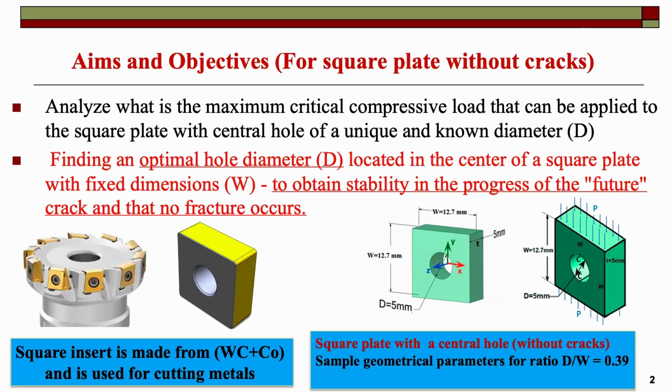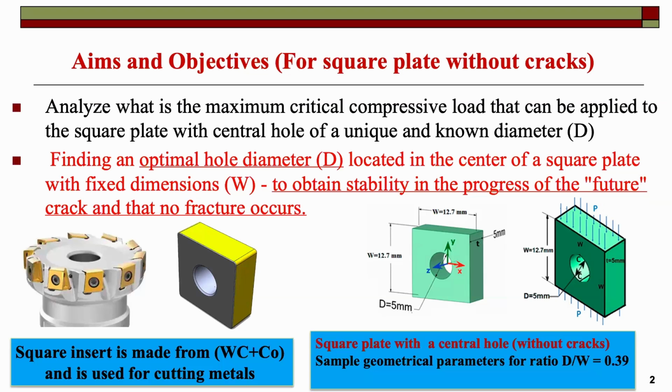I start with the aim and objective for the square plate without crack. This is practical research, not mathematical research. We want to analyze the maximum critical compressive stress we can apply to the insert. It is a cutting tool made of tungsten carbide with cobalt. We use it in milling, turning, and other machining processes.